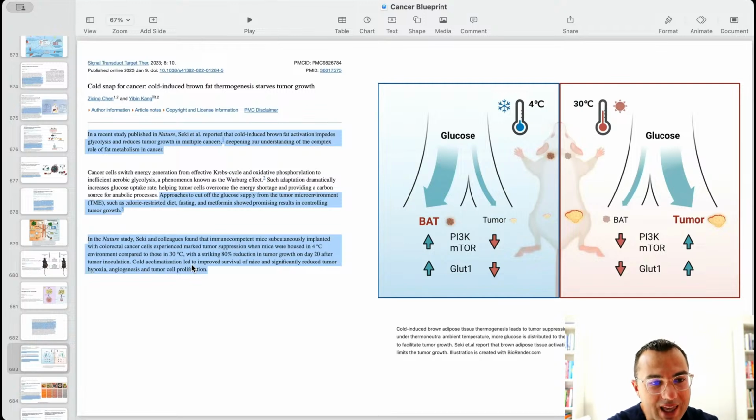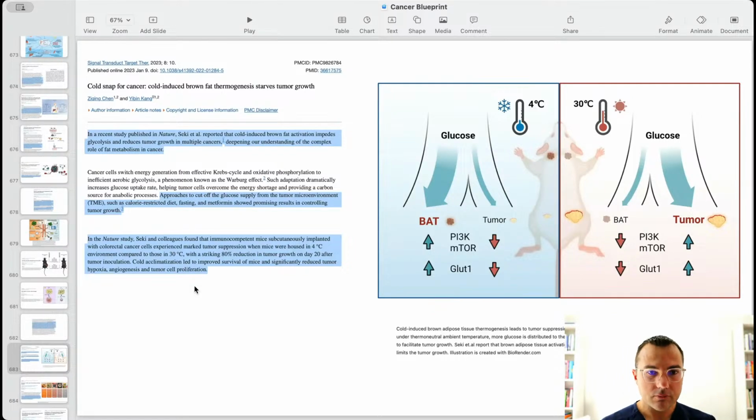With a striking 80% reduction in tumor growth after 20 days. In 20 days, the tumor reduced by 80%. Cold acclimatization led to improved survival of mice and significantly reduced tumor hypoxia, angiogenesis, or making of new blood vessels, and tumor cell proliferation, or growth.